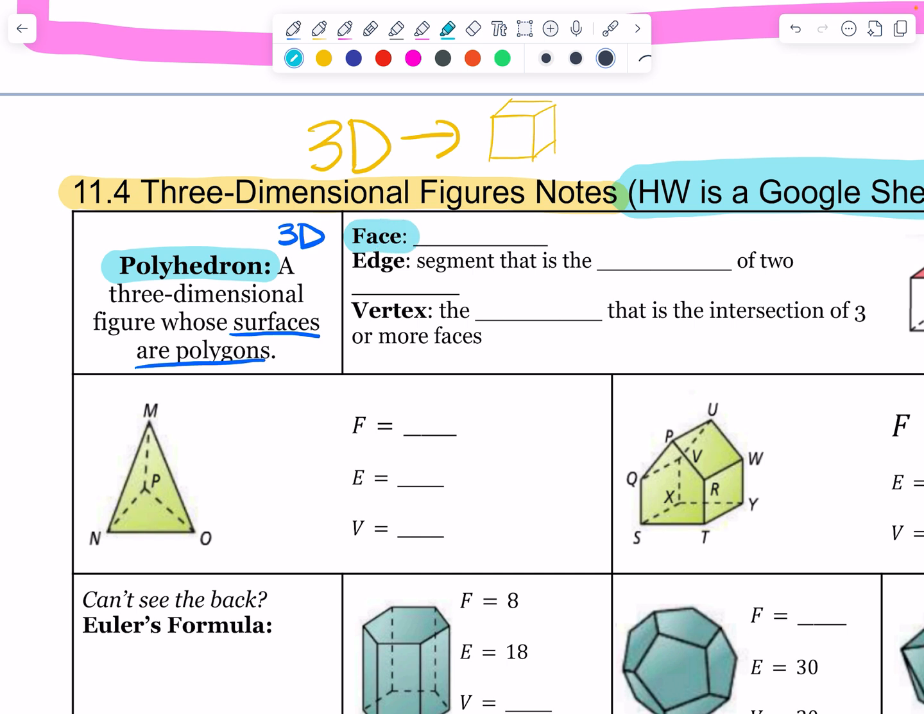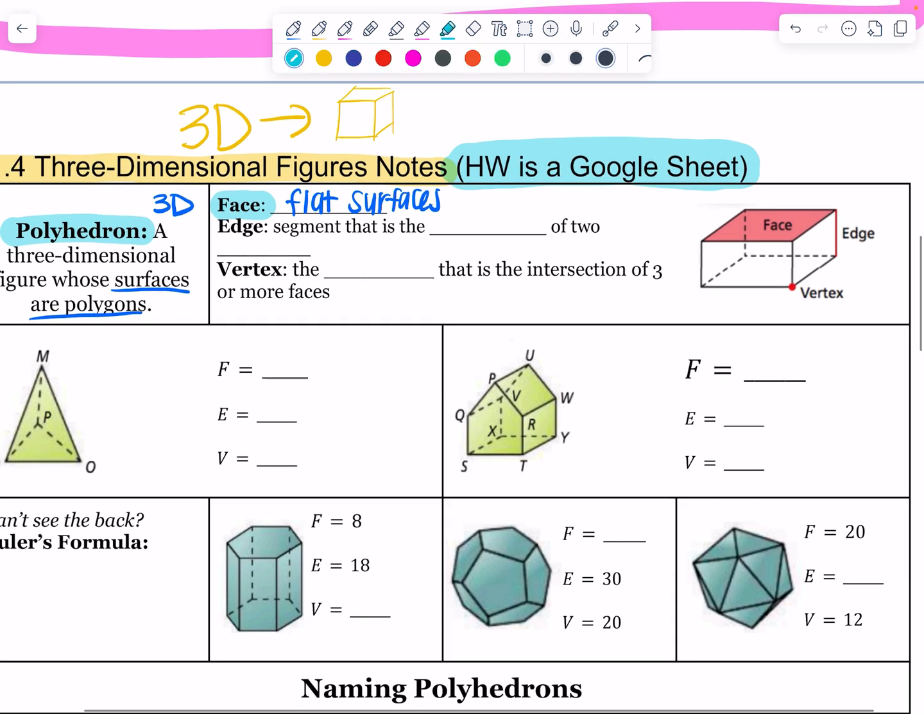So what is a face in that polyhedron? It is going to be a flat surface. Our faces are going to be the flat surfaces in that shape. Of course, they're going to be made up of polygons. And so in my picture, this would be a face. Let's count how many faces we have in that shape. We have the ceiling, we have the floor, so that's 2. And then we have the 4 walls. So how many faces would I have in that picture? I would have 6 faces total.